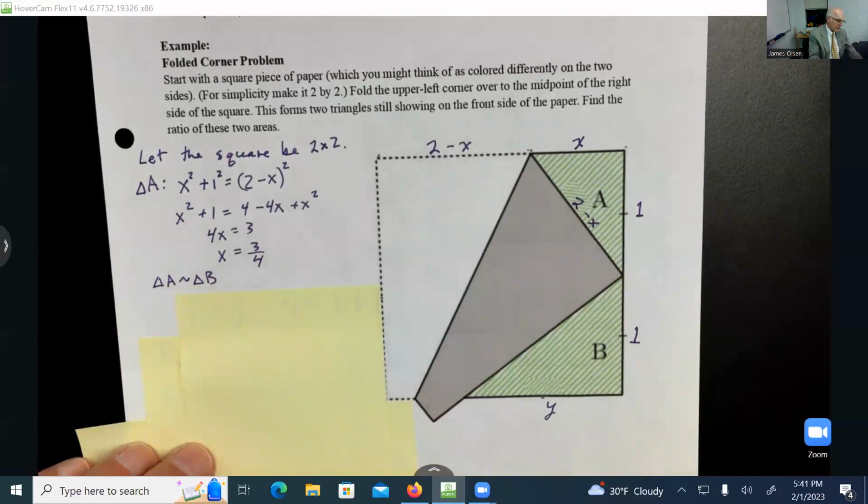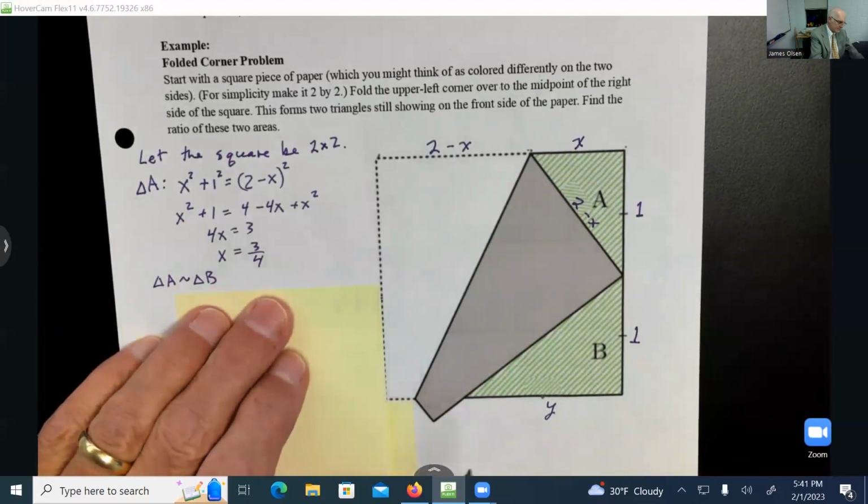So now I can set up a proportion. See if you can set up the proportion.